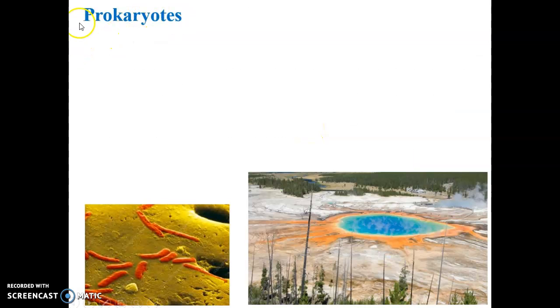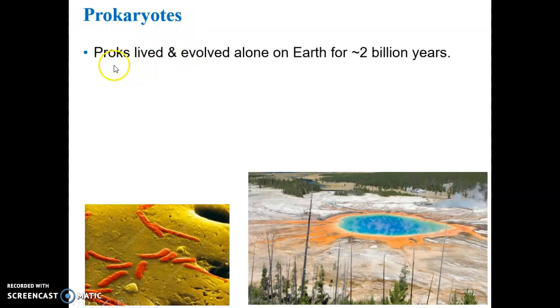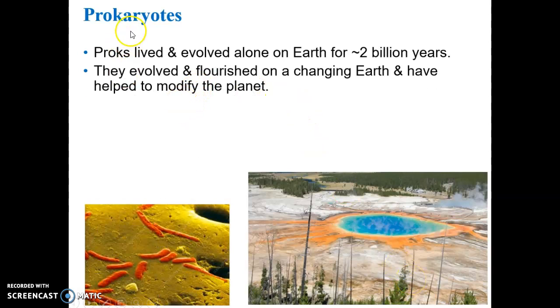Eventually, the first living cells were the prokaryotes. The prokaryotes lived and evolved all alone on Earth for about 2 billion years. If aliens came to Earth back then, things might have seemed pretty boring. Just prokaryotic organisms living in the oceans and in aquatic environments. No trees, no animals, nothing like that yet. The prokaryotes evolved and flourished on a changing Earth, and they actually helped modify the planet, primarily because of the advent of photosynthesis and then adding oxygen to the atmosphere, allowing eukaryotes to evolve, and especially multicellular organisms.